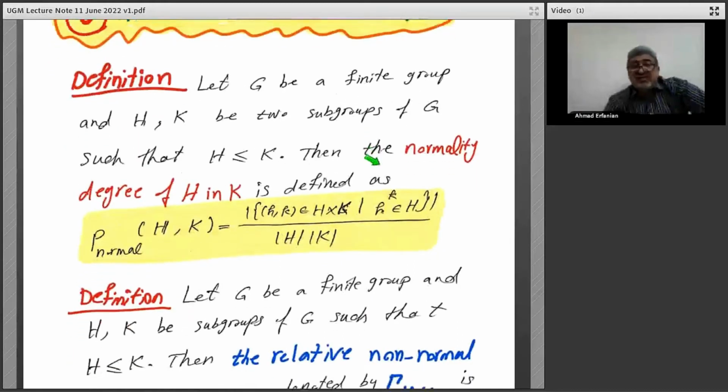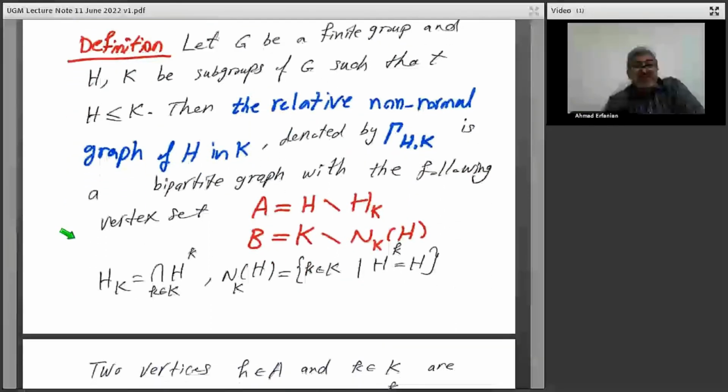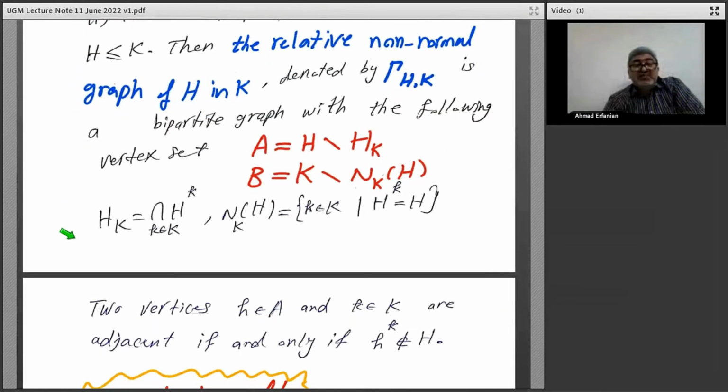We may define the relative non-normal graph. We may consider a subgroup H in G, right? First of all, we may denote the normality degree of subgroup H in K. If K is the whole group, then this is the normality degree. So if K is a subgroup and H is another subgroup contained in K, this is the relative normality degree.